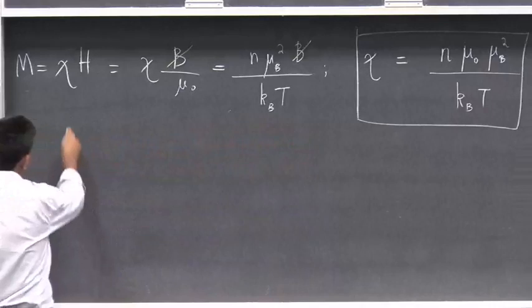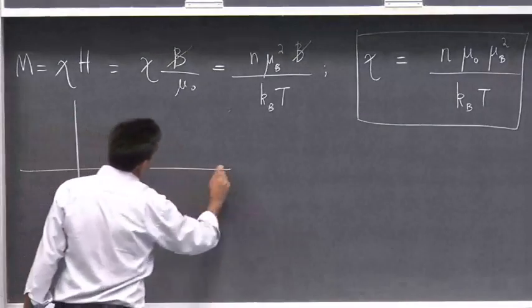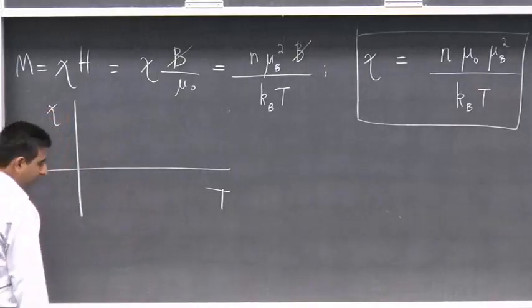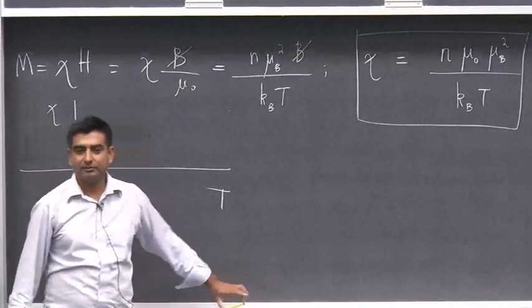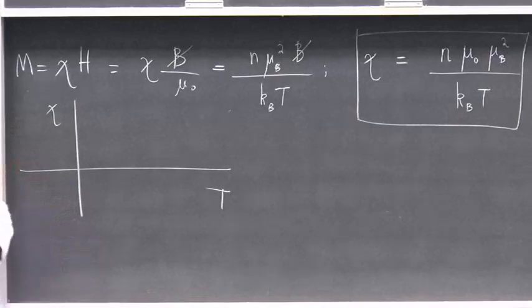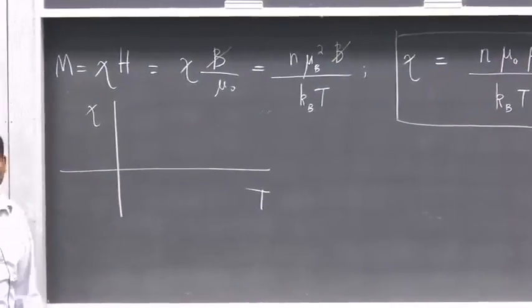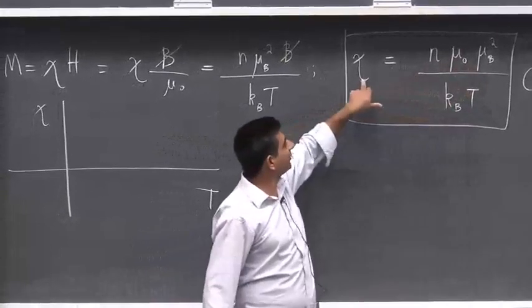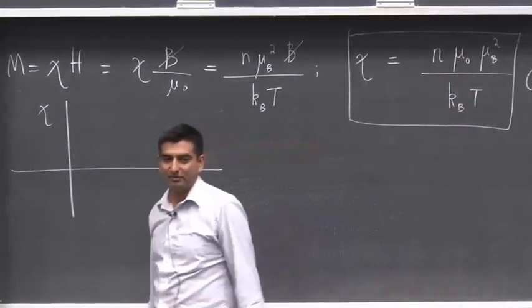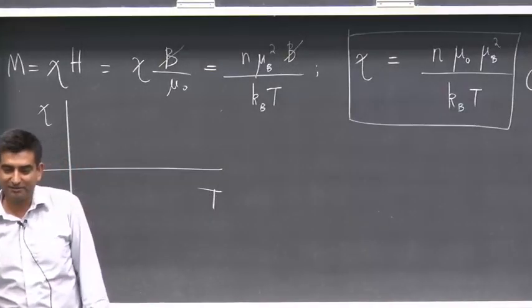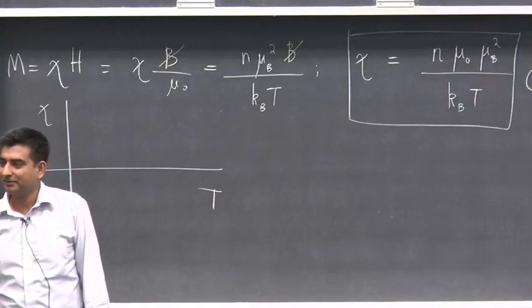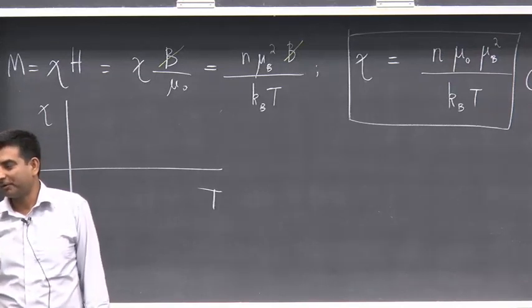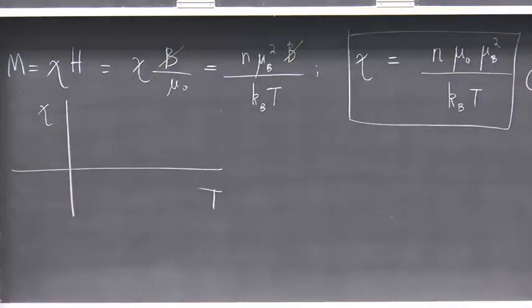And if I were to plot for a paramagnetic material the temperature dependence of the susceptibility, what will this graph look like? What is it going to look like? If I just plot, okay, this is a constant, everything is a constant. If I plot chi versus T, what is it going to look like? Inverse, how do you plot this? Do you plot only chi versus T?